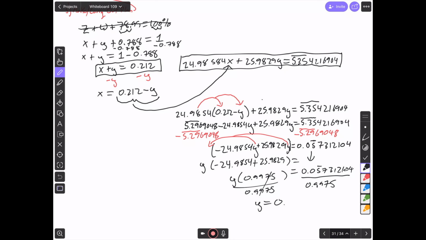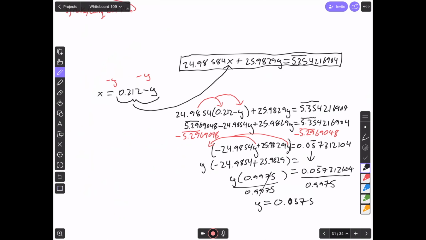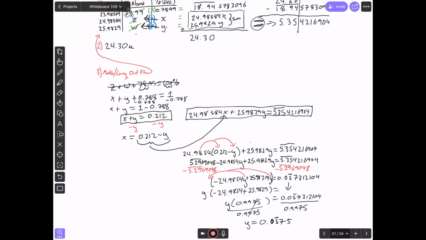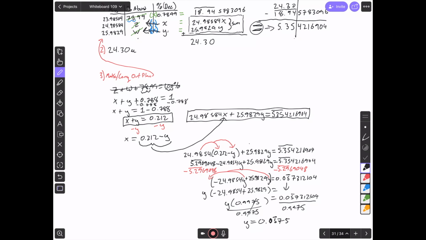So I get 0.0575. Okay. All right, so that's one sig fig. Now I'm going to keep that at one sig fig for now. So if I zoom back into my big picture here, I can see that y all the way up here is 0.0575, and that's with one sig fig in it, okay?